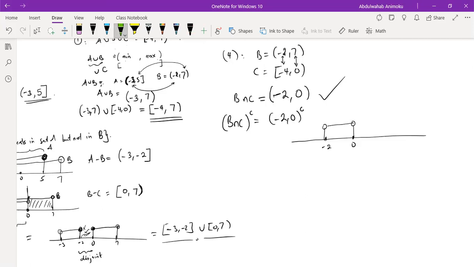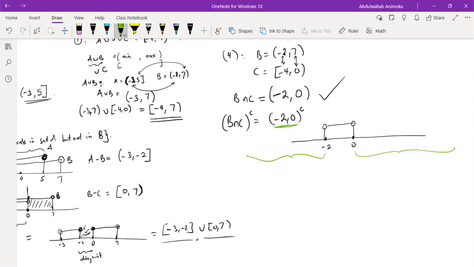Now, the complement of this would be what is not in this set but belongs to the real line, the universal set. So the universal set is the real line. When you're talking about the complement of a set, you're talking about the elements that are not in that set, but are in the universal set. In this case, you have all this from 0 up to infinity, and then minus infinity up to -2.